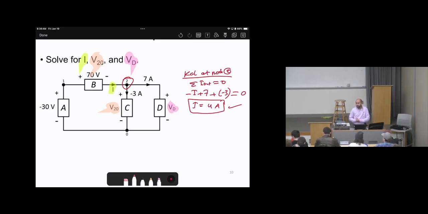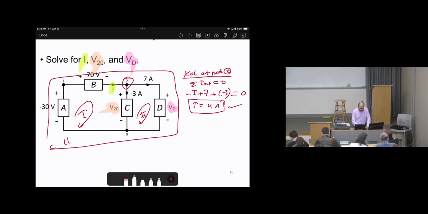Or VC? The voltage is KVL, yes. KVL of loop 1 left. Let's make the loops: this is loop 1, this is loop 2, and we have the outer loop as loop 3. Why loop 1? Because when we do KVL, VA is known, negative 30. VB is known, which is 70. V20 or VC is unknown.